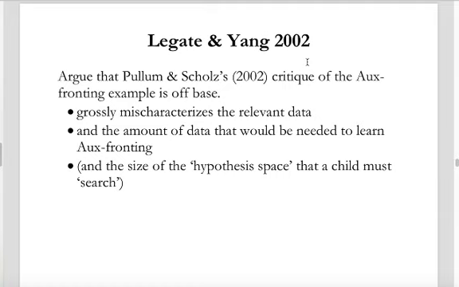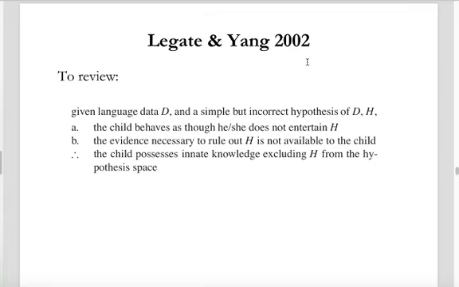So what's wrong with Pullum and Scholz's argument, according to Legate and Yang? Well, they grossly mischaracterize the relevant data, and they ignore the amount of data that would be needed to learn auxiliary fronting. And as a sort of aside here, this is not the main point, but it's interesting to think about. They also play down, according to Legate and Yang, the size of the hypothesis space that a child has to search in order to learn this rule. So I'll start with that, even though it's sort of peripheral. What do we mean by hypothesis space?